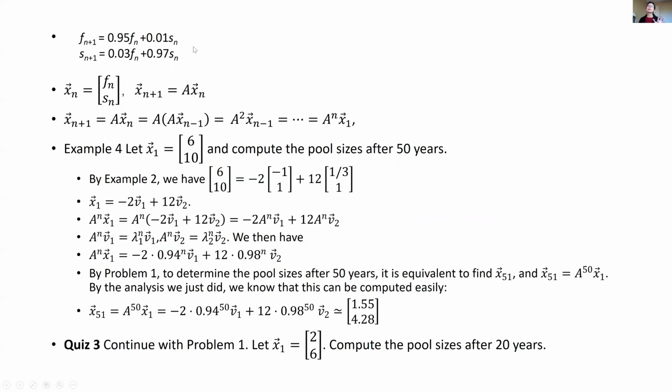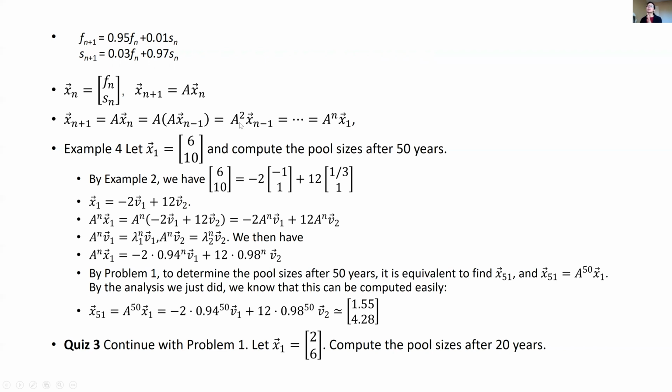Remember that we are starting with these two equations in problem 1, and we denote xn equals fn and sn. Therefore, x n plus 1 is equal to the matrix A times xn. So just take out these four elements and construct the matrix A. So next year is equal to this matrix A times the current year. Just starting from this equation, we're going to expand that. The next year x n plus 1 is equal to matrix A times the current year, and then this current year xn is equal to A times the previous year, right?